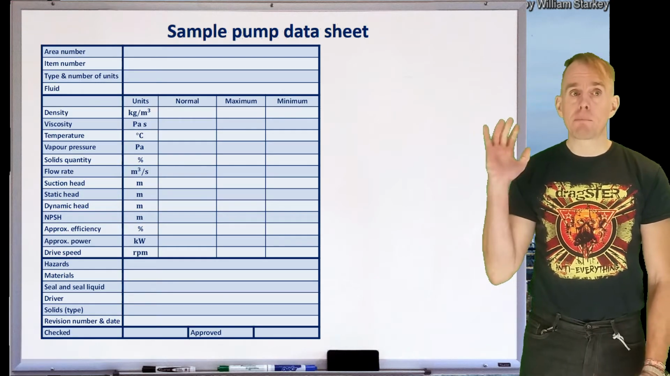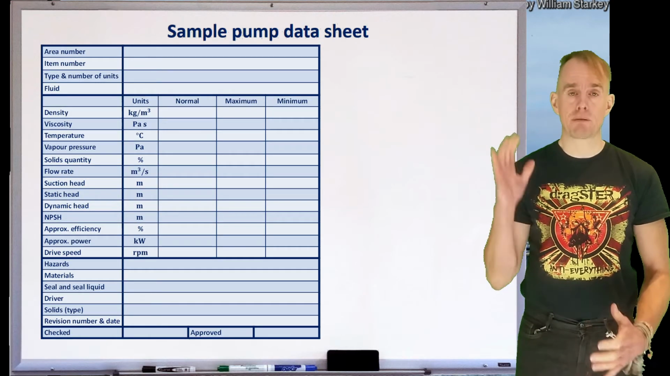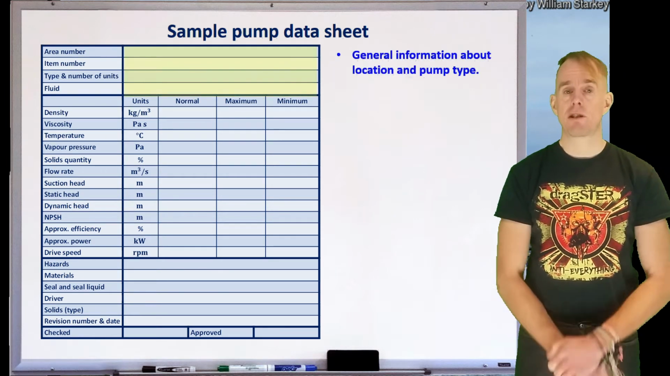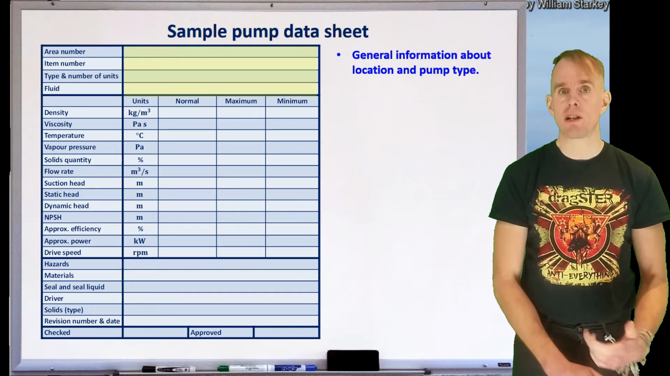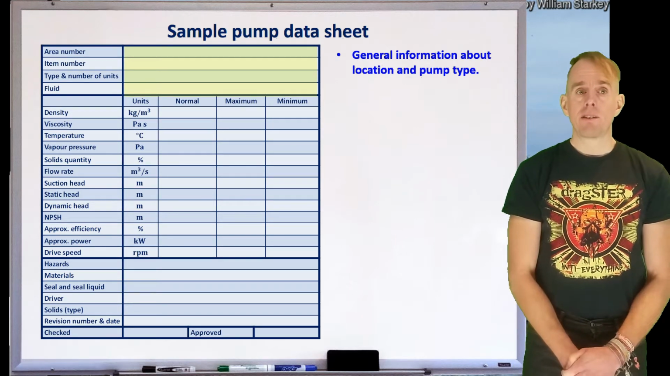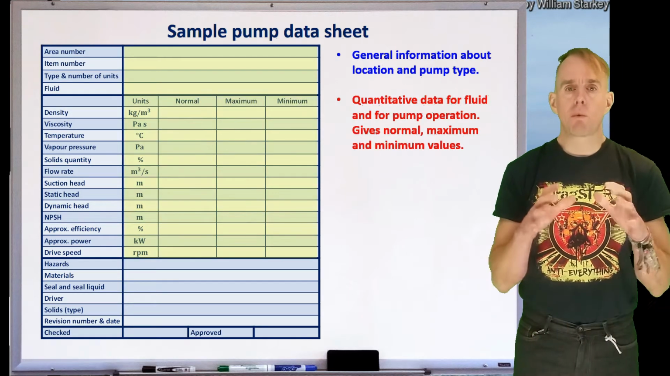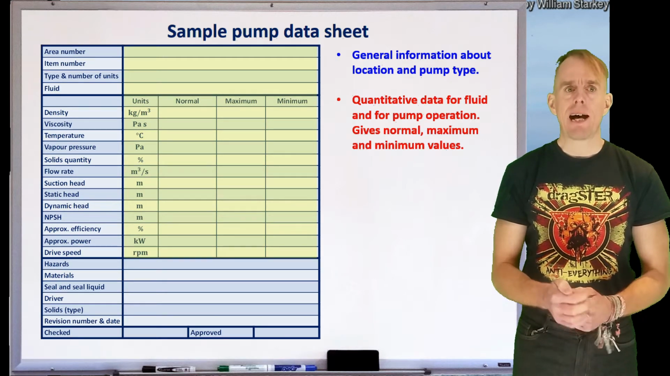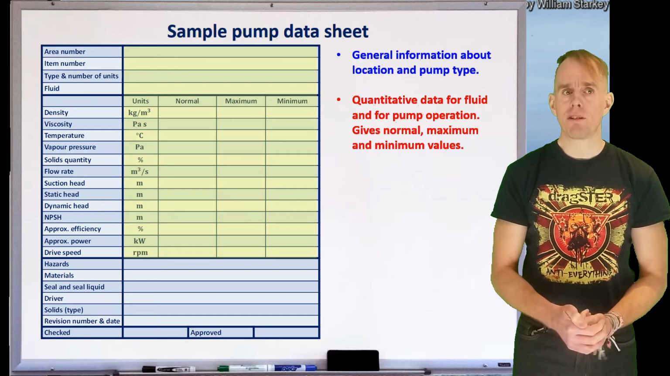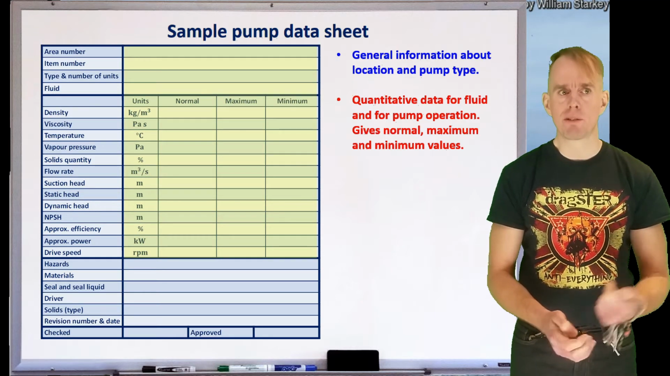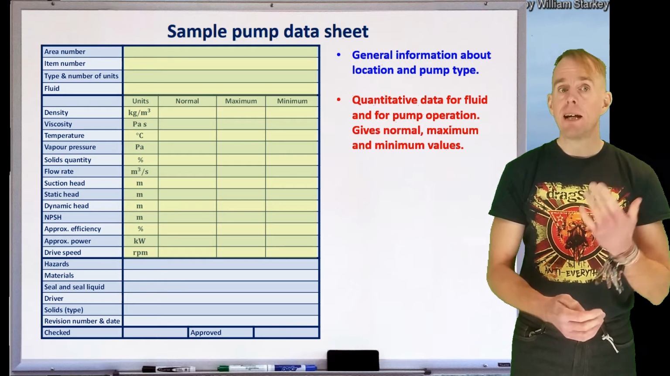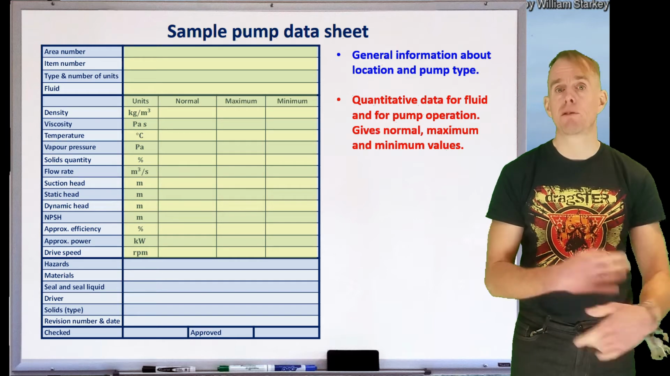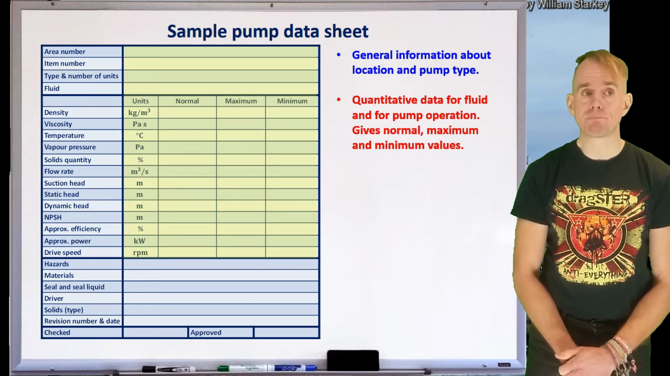So let's have a look at a sample pump datasheet, and you'll see that that pro forma format is very much in evidence. The first section gives general information about the location and type of pump. The second section gives all the quantitative data for the fluid and the pump operation, and it gives the normal quantities, for example the normal flow rate, the normal vapour pressure or the normal dynamic head, and the maximum and the minimum values, which are all very important to know when it comes to specifying what pump to buy.